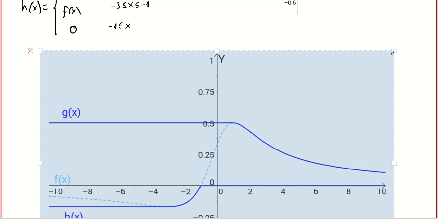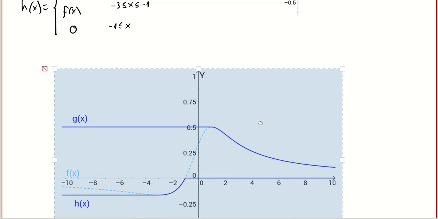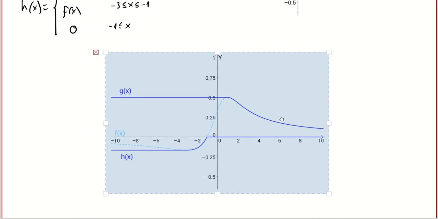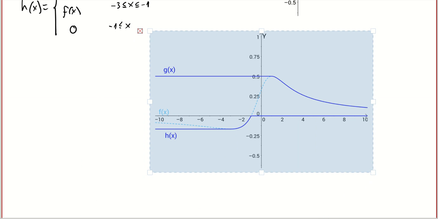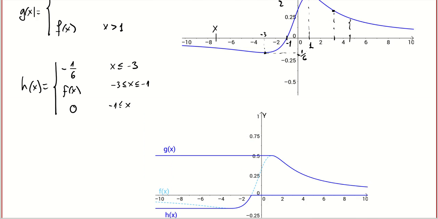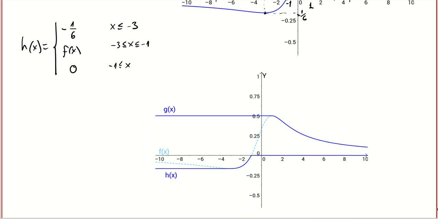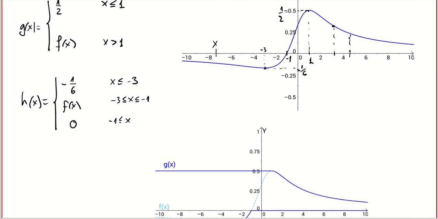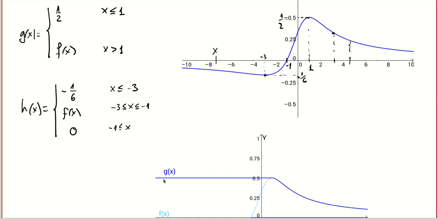So these are the two functions, and we can plot them, and this is what they look like. As I said, let's go to g. g is up there. It is constant equal to 1/2 up to this point 1, which is where the maximum is, and then from then on, the function coincides with the original function f.